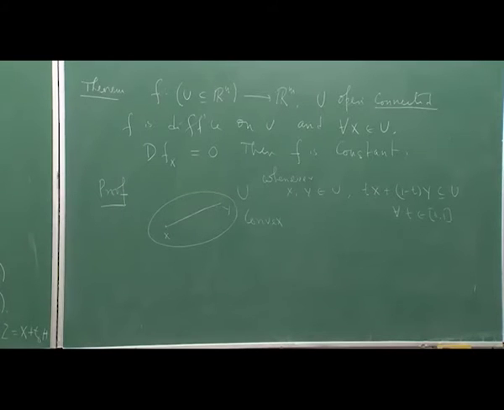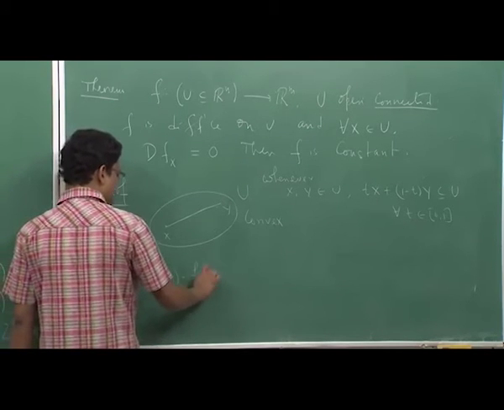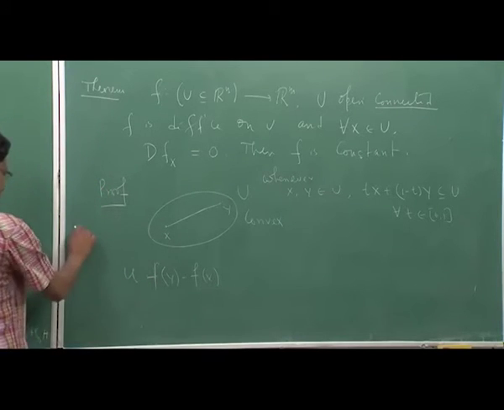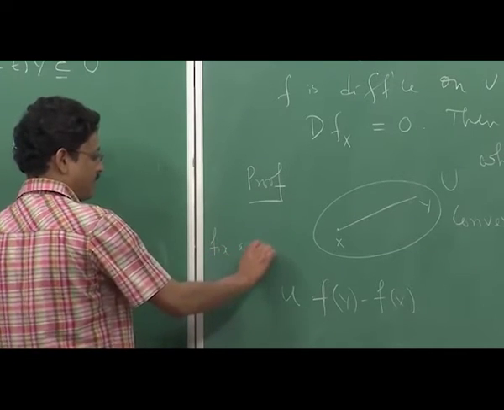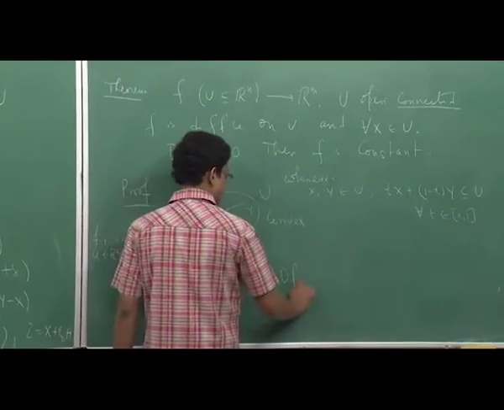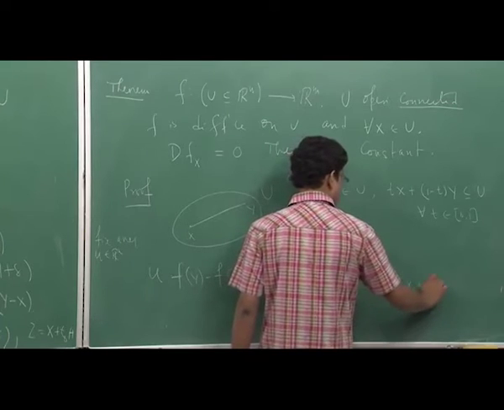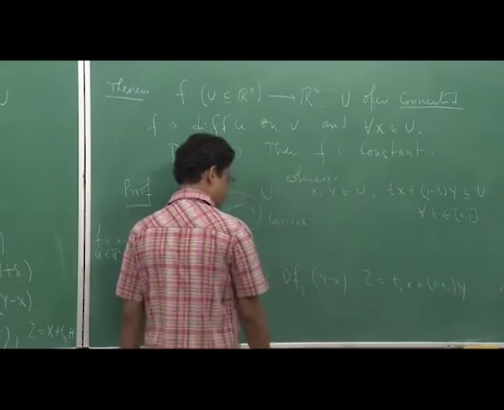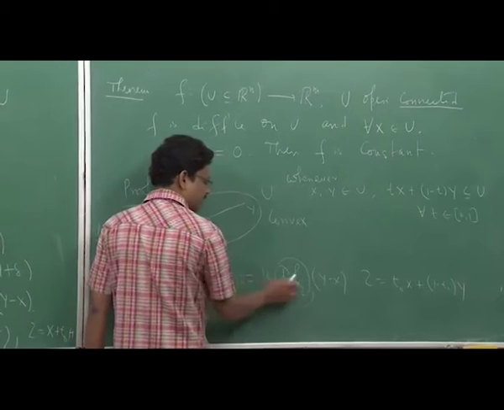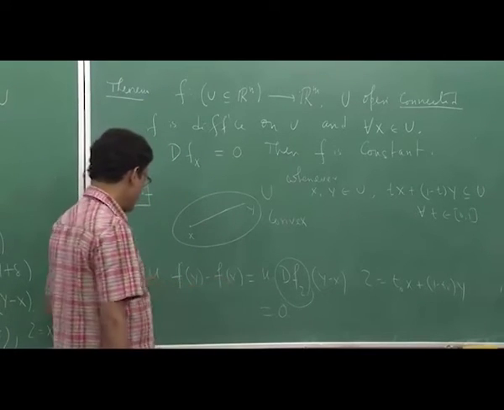Now, you can apply MVT directly. How? MVT will tell you f(y) minus f(x), you fix any direction u, correct? So, fix any u in R^m, this is going to be equal to u dot Df(z)(y minus x). So, z is of the form t naught x plus (1 minus t naught) y, just what we proved, correct. But this Df is the 0 matrix operator. So, this side is the inner product of 0 with u, which is still 0. So, u dot (f(y) minus f(x)) is 0 whenever I fix u.